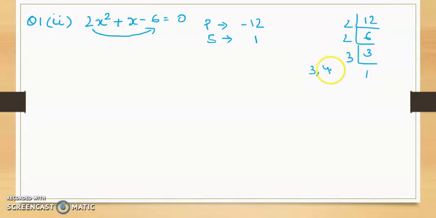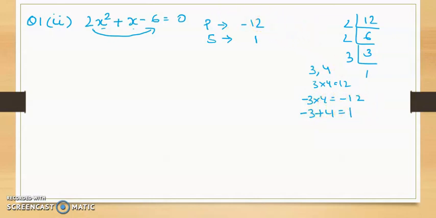If I multiply 3 into 4, I will get 12. Correct. But I need the product as minus 12. So if I take minus 3 into 4, I will get minus 12. If I add them, minus 3 plus 4 will give me positive 1. Sum we need is 1 here. Are you following, students? The variable x we can leave for the time being. We are just looking at the constant and how to make this.